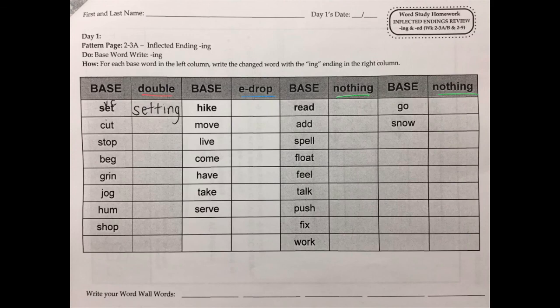Same thing in cut. I see vowel, I see consonant. I'm going to have to double my consonant to make it say cutting. Okay, pause the video for a minute. I want you to go ahead and fill out all of the words in your double column, then come back and check your work. Ready, go.